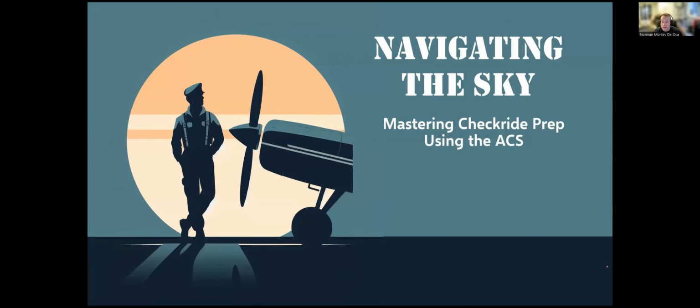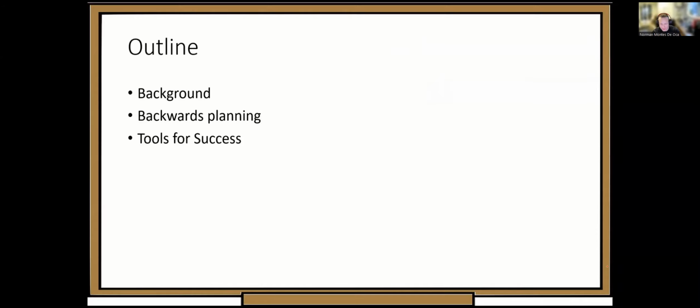Yeah, cool. All right, so today we're doing Navigating the Sky, Mastering the Check Ride Prep using the ACS. Here's the outline. We're going to start with a little bit of background. We'll talk about backwards planning. We're going to talk about some cool tools for success.